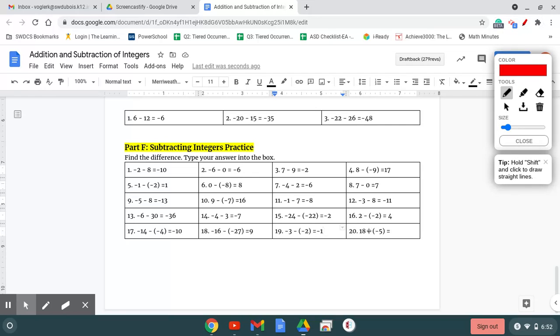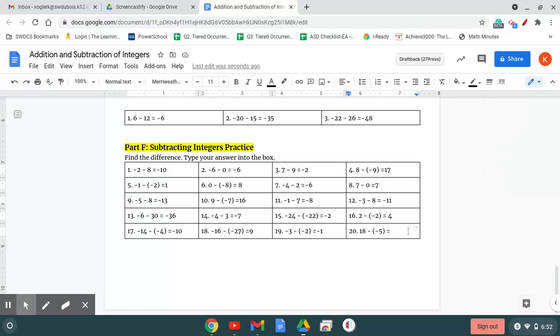We got two negatives touching. Change those into a positive. So now we have 18 plus 5. 18 plus 5 is 23. Okay, hopefully you're getting the hang of this. You just need to remember your rules. Same sign, keep the sign and add. Different signs, subtract and keep the sign of the bigger number.